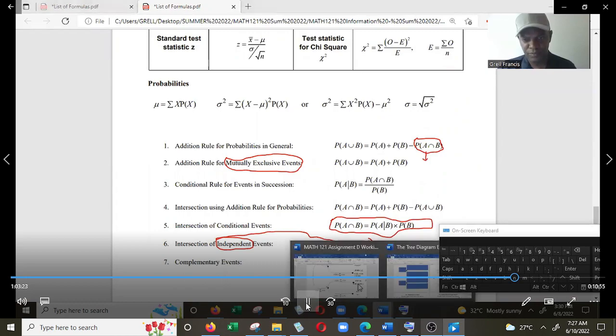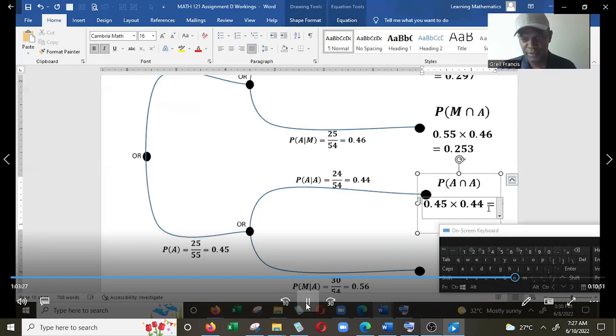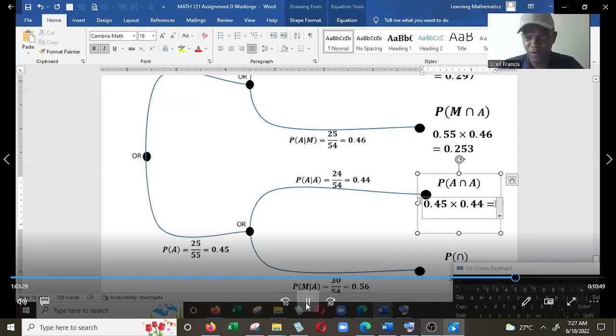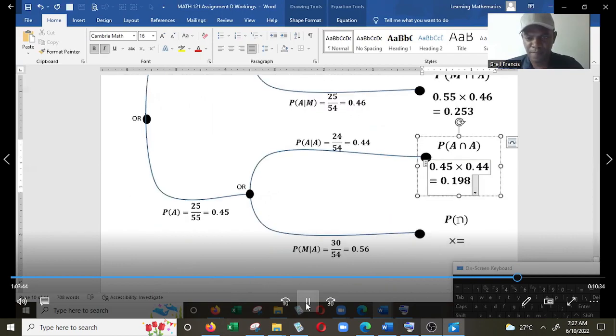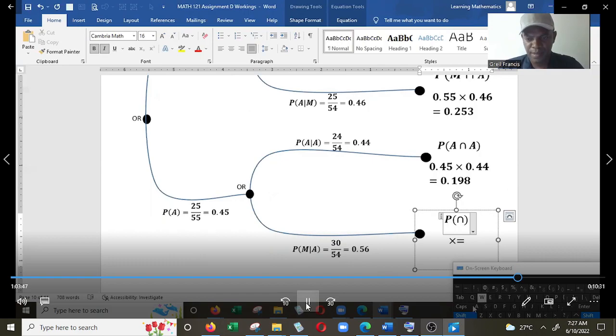So let's continue. And this gives us so much, 0.45 times 0.44. 0.198. And the final outcome, what is the possibility of what? An apple, then a mango. And what are the chances that can happen? Exactly 0.45 times 0.56. That's what she said. And what did you get for your answer?